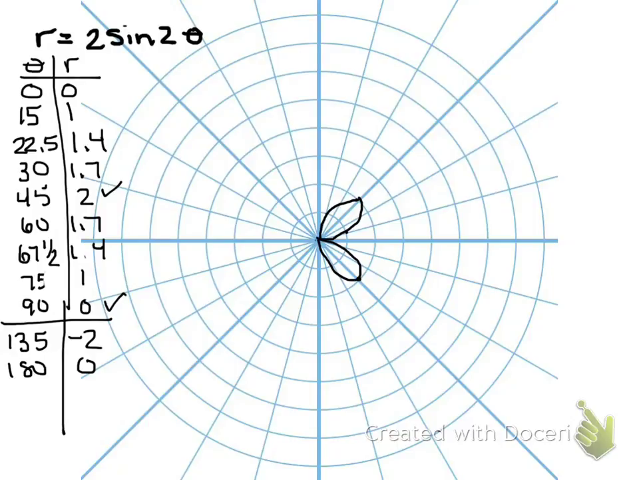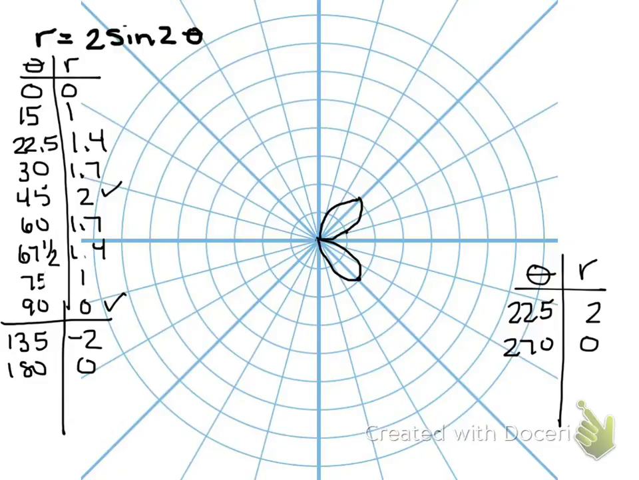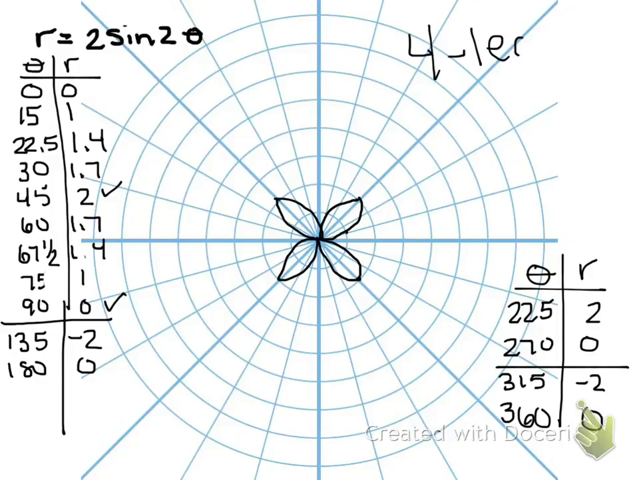Keeping going, if I were to plug in 225, that would give me 2, and 270 would give me 0. Now, when you multiply by 2, yes, that's greater than 360, but it's going to be the equivalent of 90, 180, 270, 360. So let's graph that part. 225 degrees puts us out here, and back at the pole gives us that one, and uno más, when we plug in 315 and 360, that's going to give us negative 2 and 0, negative 2, 315 up here, and there we go. And this is what we refer to as a 4-leaf rose.